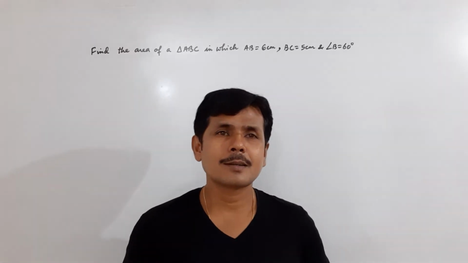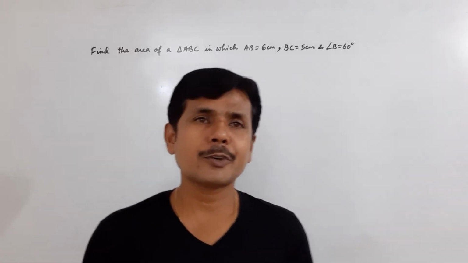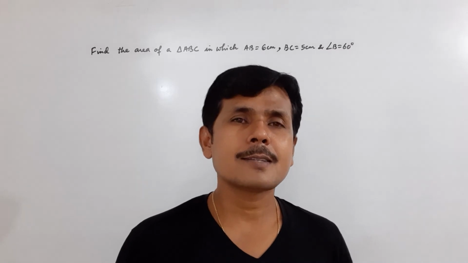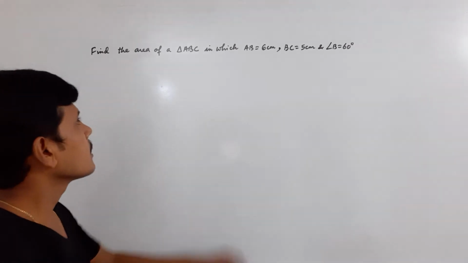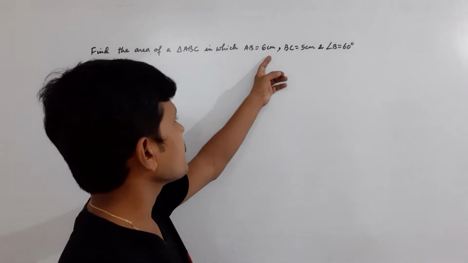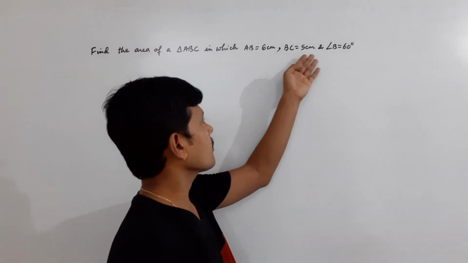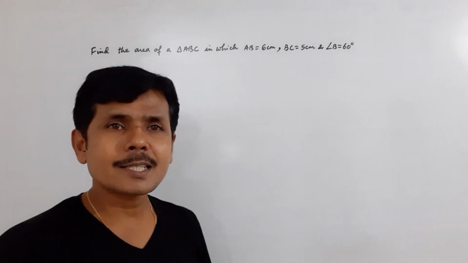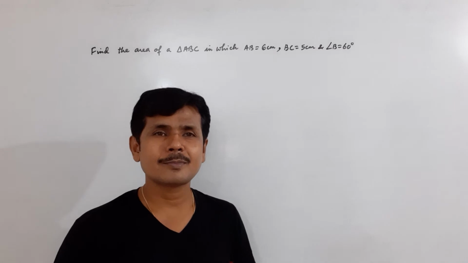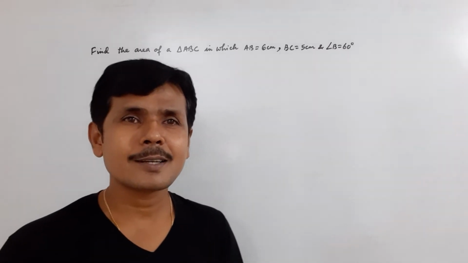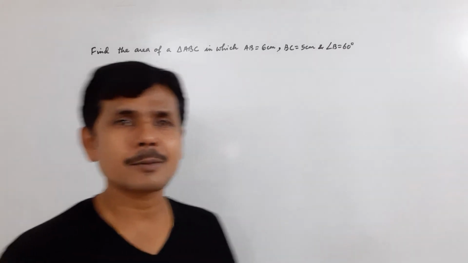Hello students, today I brought a problem for you all. It is to find the area of triangle ABC in which side AB is equal to 6 centimeter, side BC equal 5 centimeter and angle B is equal to 60 degree. Want to try it? Pause the video and start solving it.